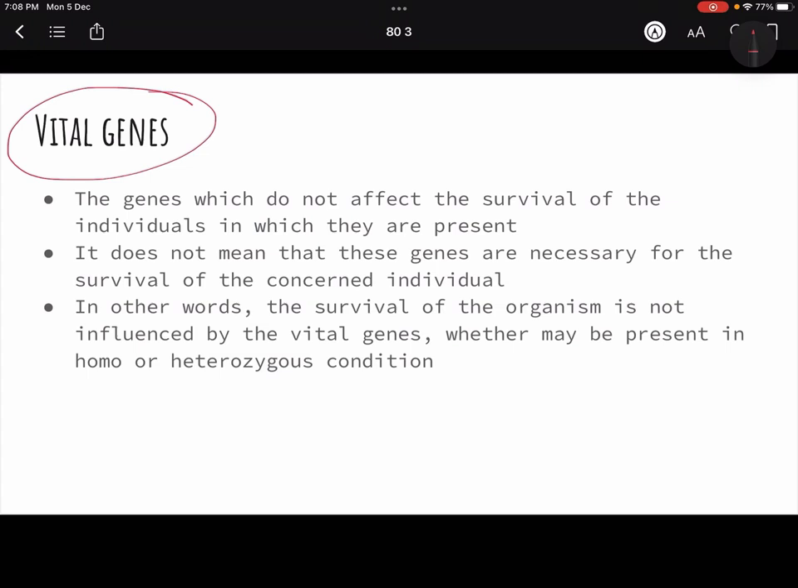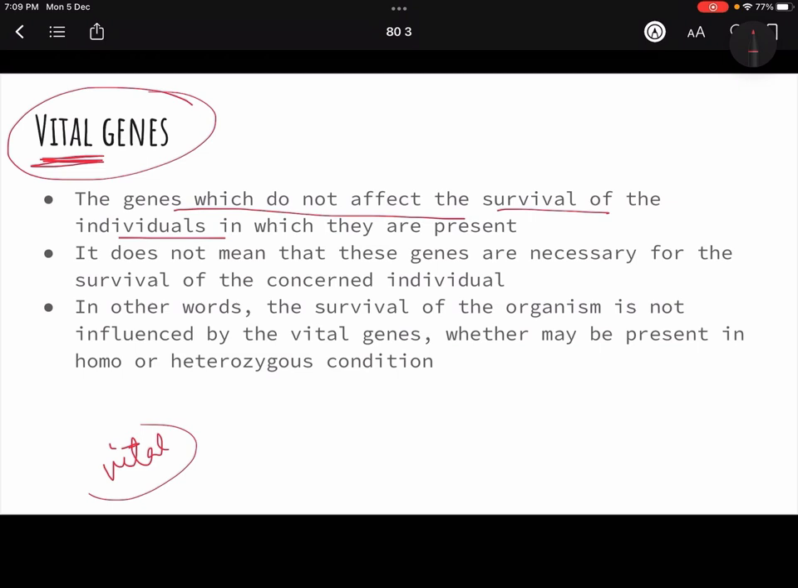Now comes the vital genes. Now vital, from the word itself, means that they are essential, you can say, but here it is a little different. So how? The genes which do not affect the survival of the individual. So what happens, basically, in vital genes, they do not as such have any effect on the survivability of the human.